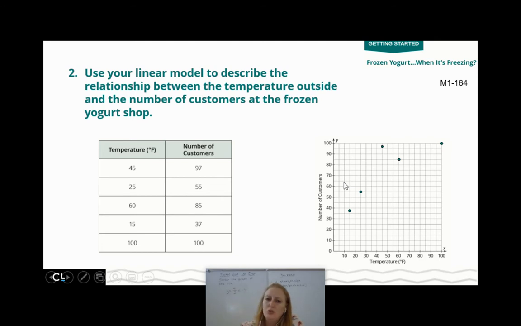But using your dry spaghetti noodle or whatever else you have, you can go ahead and try to estimate a line. So I'm going to do that. I'm going to try and estimate a line. This is not going to be a very good line, and that's okay. We don't mind. That's fine.